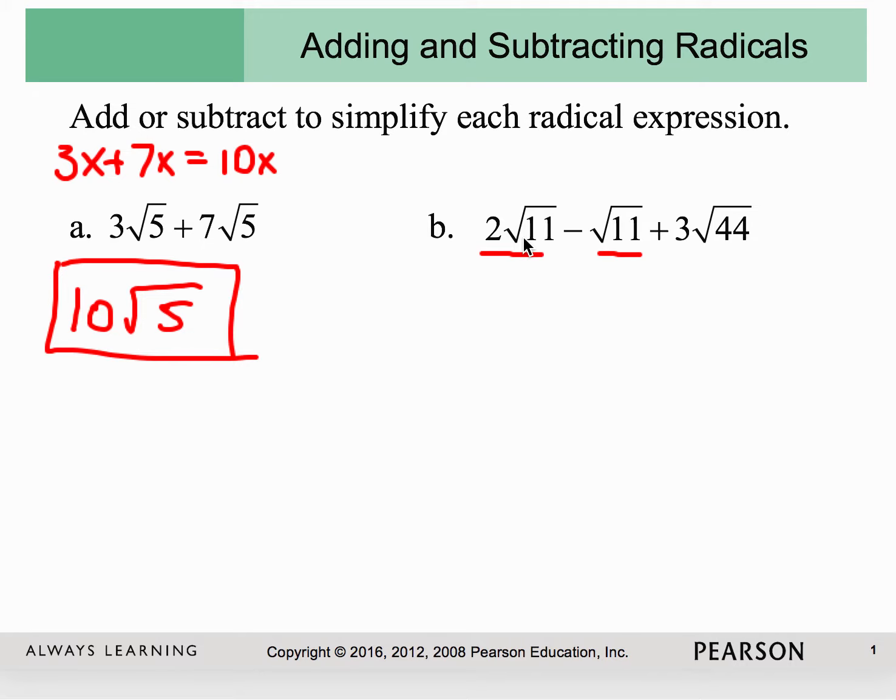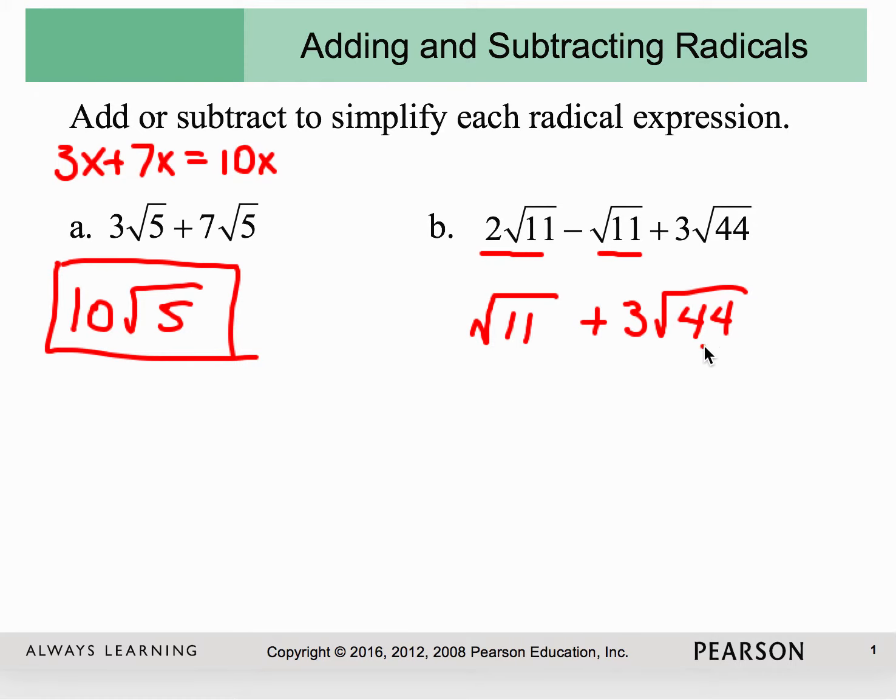So 2 of these square root of 11 things minus 1 of the square root of 11 things. 2 minus 1 is 1, so I have a square root of 11 thing, plus 3 square roots of 44. Now, as it stands right now, I'm done. Unless, oh, remember, radicals are just like exponents or fractions or anything. We got to simplify them. Whether I can add it together or not, I got to simplify this.